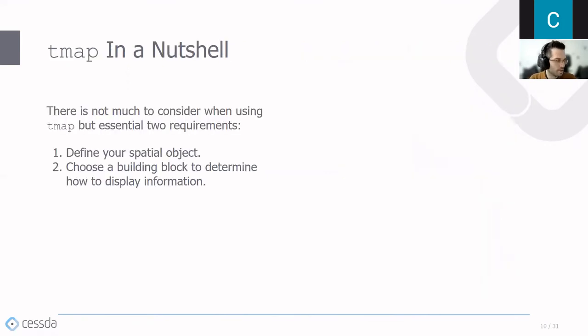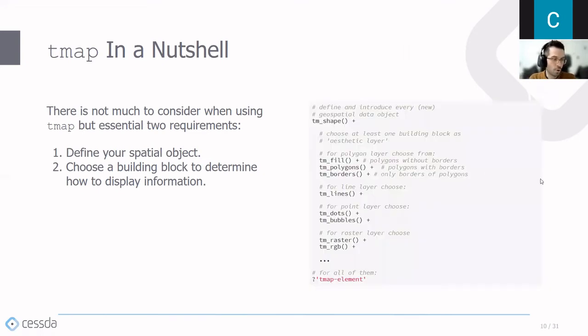So in a nutshell, you define your spatial object using the tm_shape function. Then we have these building blocks that determine how information from this data set is displayed. First the tm_shape, and then you can use several different ways to display. What we have seen is the tm_fill function. This would produce polygons without borders. You could also use tm_polygons, polygons with borders, and so forth. We'll see an example in a minute. And for all other geometries or shapes, you can use similar functions. Too many to display them all here at once, but you can inspect them using the internal help functions in R, using the question mark and then the tmap dash element as written here.